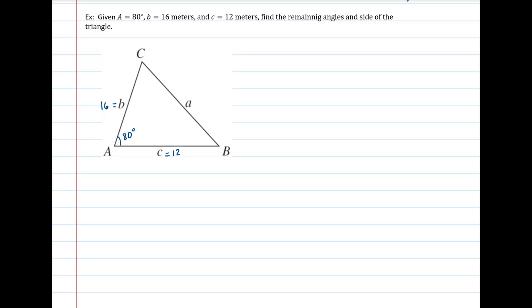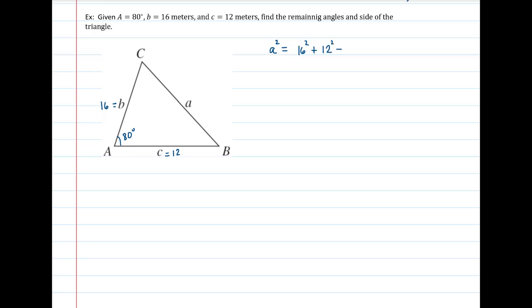Because on law of sines you would need the angle and the opposite side to the angle given. In this case, I'm given angle A, but I'm not given side A. So even if you try to set it up with law of sines, you won't be able to solve for A. So we need law of cosines.